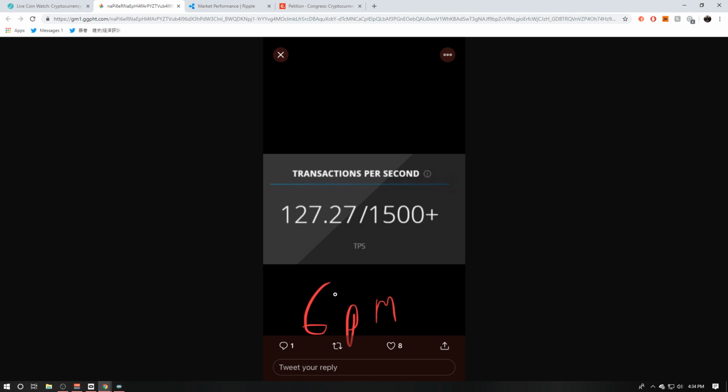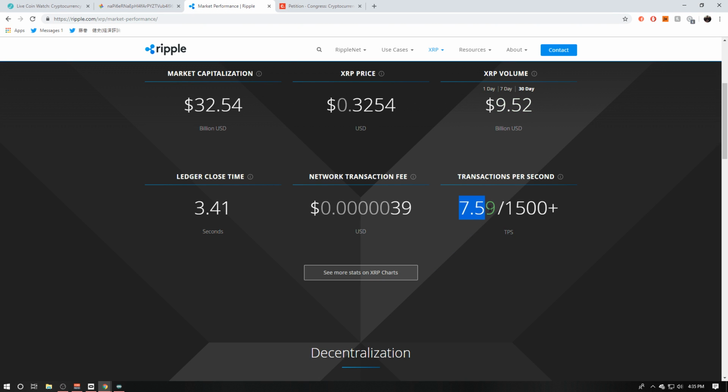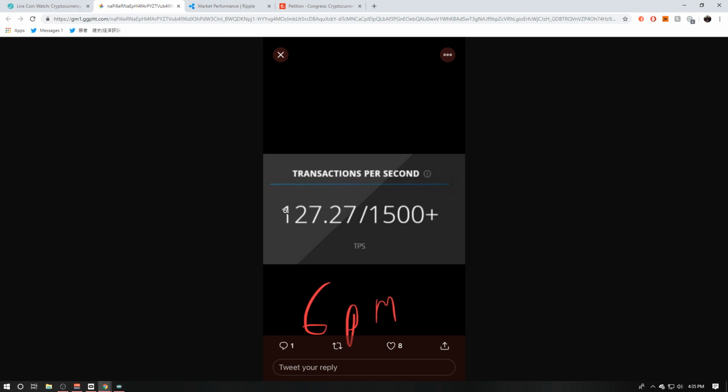So at one point, it's saying 6 p.m. I don't know if that's Eastern or what kind of time zone this is, but at a certain point in time, the XRP Ledger was officially at 127 transactions per second. Now, right now, it's at 7.5, we'll just round it up to 7.6. Sometimes it ranges between 7 to 15, on a really good day like 20, but right now it's at 7 transactions per second. But at a point in time, recently, I believe just maybe 7-8 hours ago, the transactions per second were actually at 127.